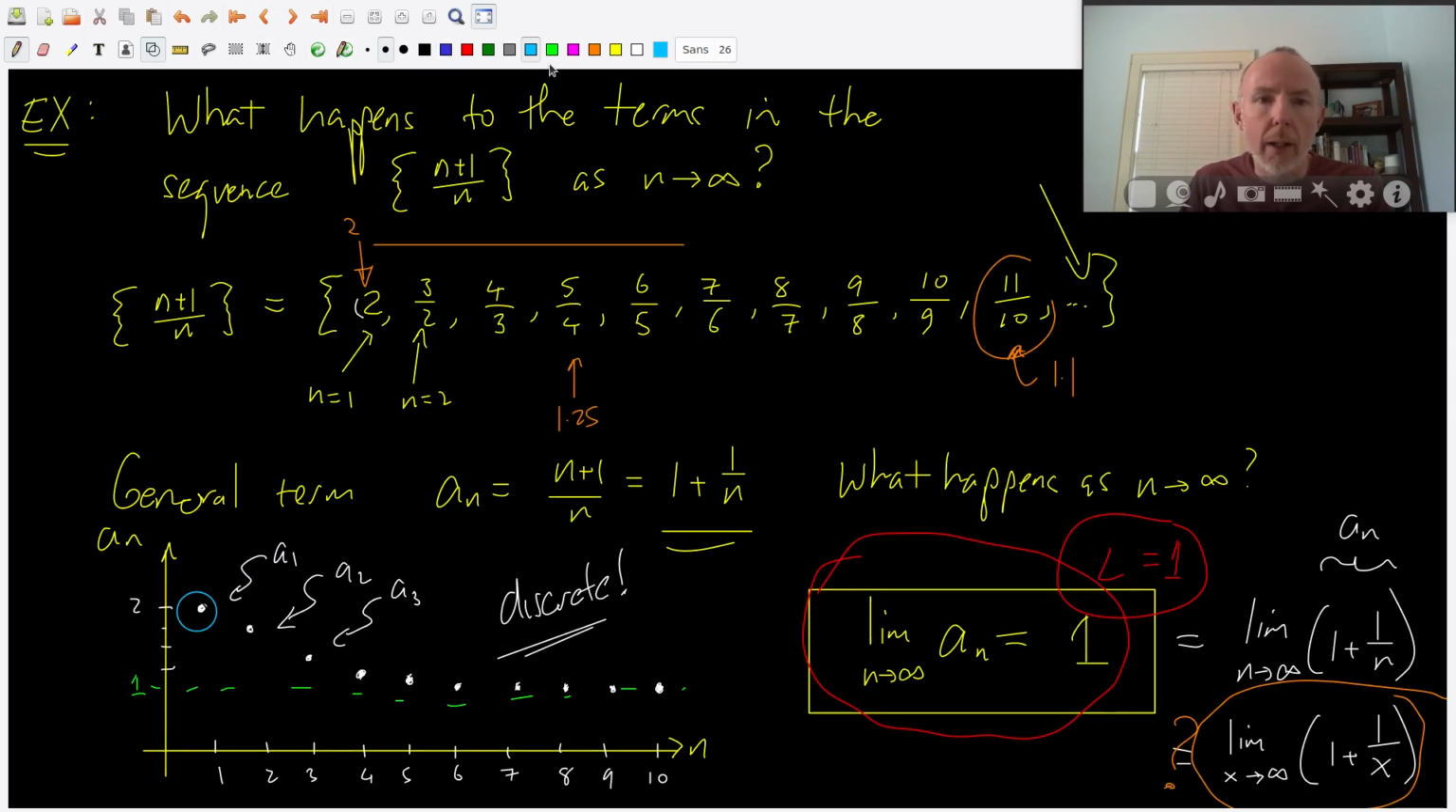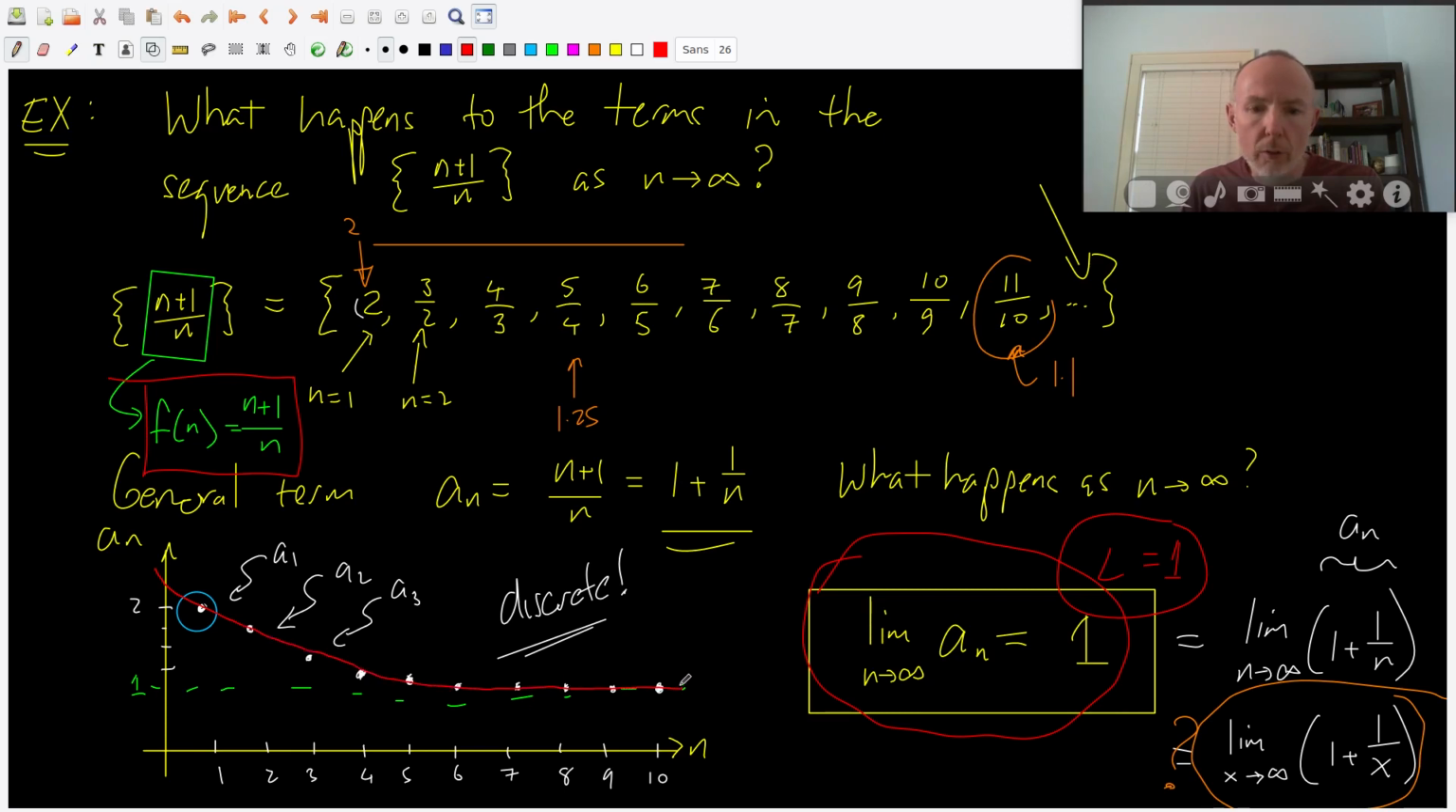But if I can use the idea of this limit, then I can, because what we're doing is we're saying, okay, this sequence that I drew here was actually defined by the function f of n equals n plus 1 over n, right? It was defined by a function. And if it was defined by a function, then I can draw that function through the points. Now the sequence itself is not the curve, it's the points. But I can draw that function.